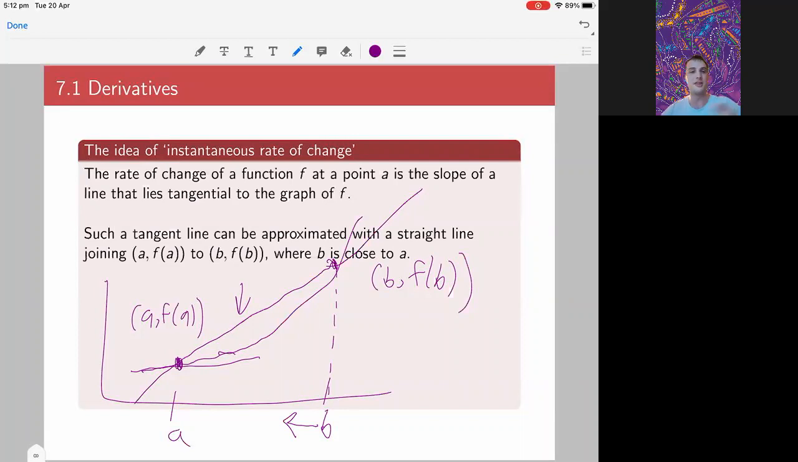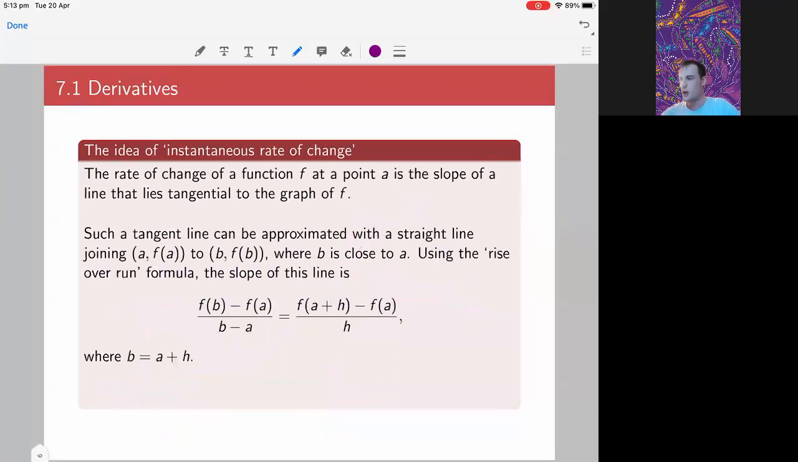So before we start moving the point B close to the point A, let's just work out how we can actually evaluate the slope between B and A. Well, this is just your standard rise over run formula. If you're looking for the slope of the straight line that joins the point B, F of B, to the point A, F of A, well, this is a straight line and its slope is determined entirely by the rise over run formula.